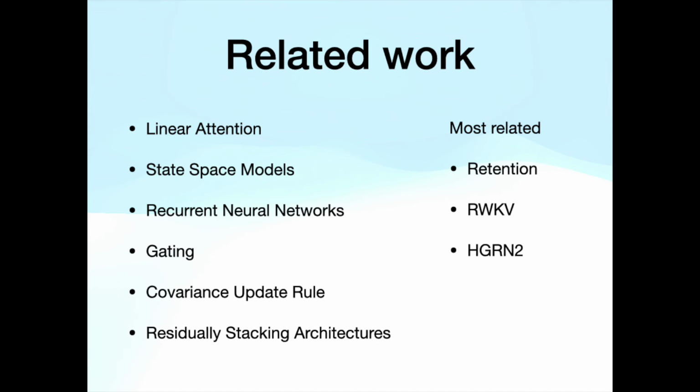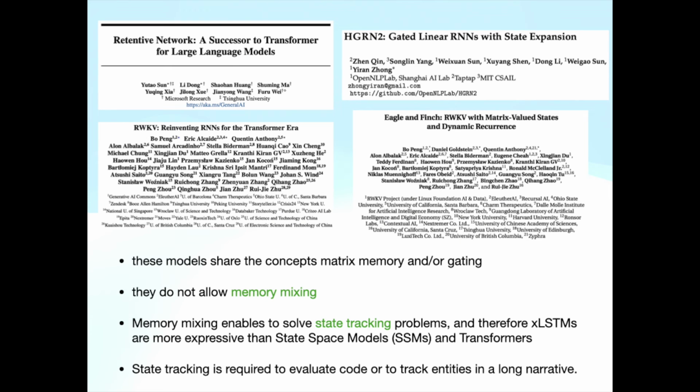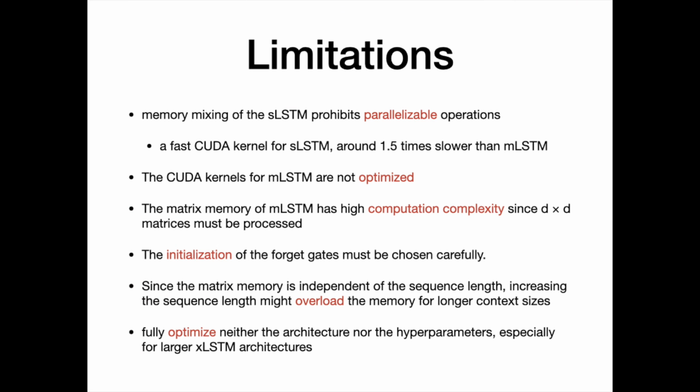Many directions are related. The most related models share the concepts matrix memory and/or gating. They do not allow memory mixing. Memory mixing enables to solve state tracking problems, and therefore xLSTMs are more expressive than state space models and transformers. Limitations: parallel training, optimization for implementation, architecture, and hyperparameters, computation complexity, initialization, and memory overload.